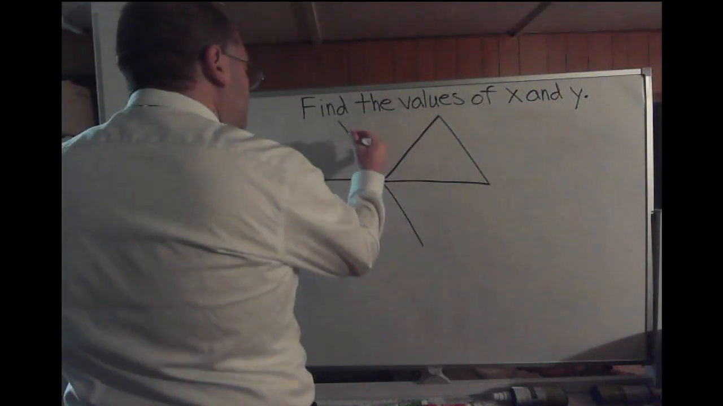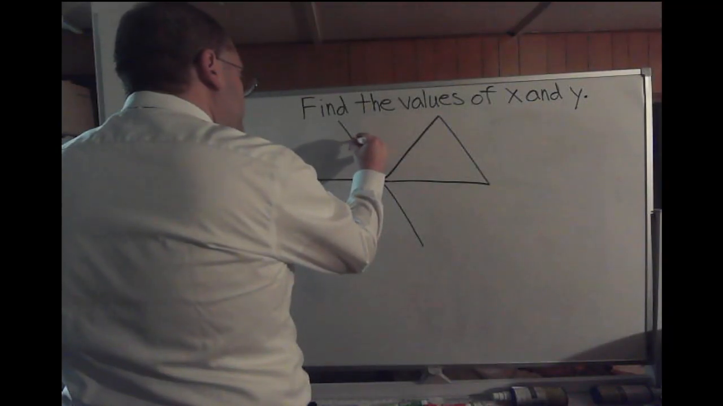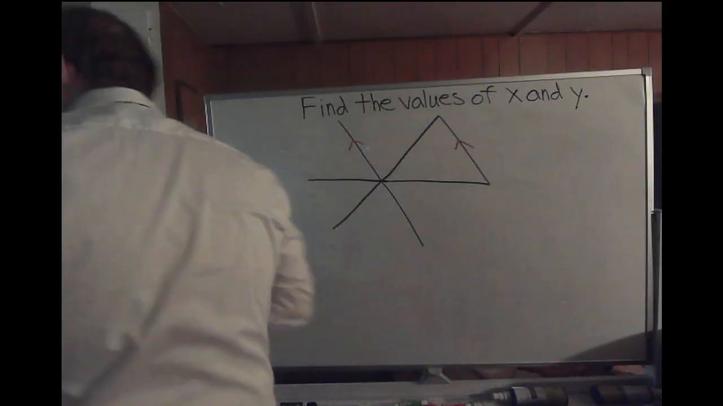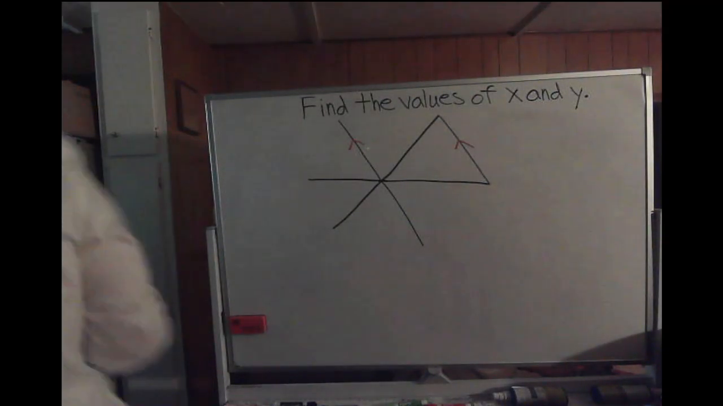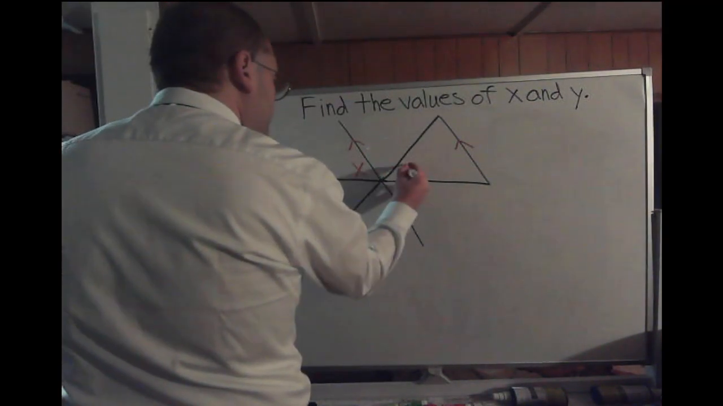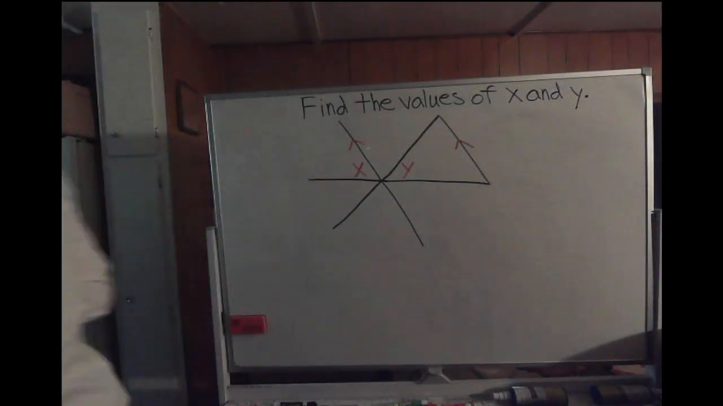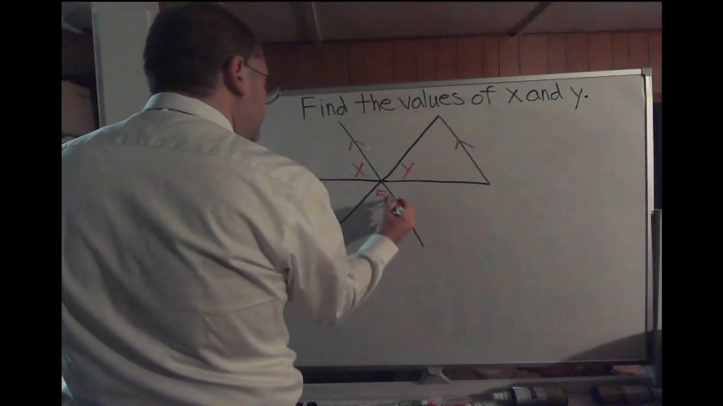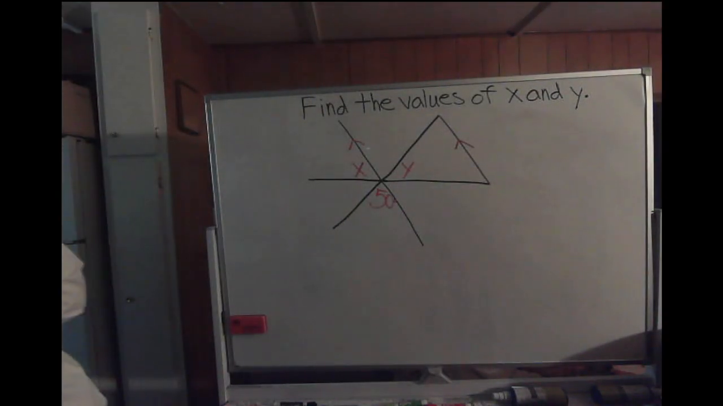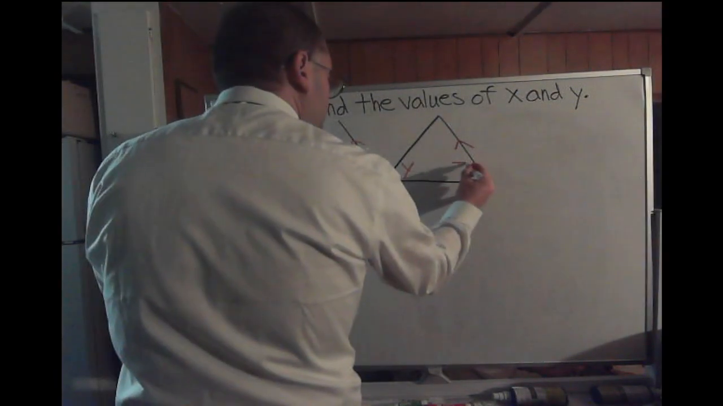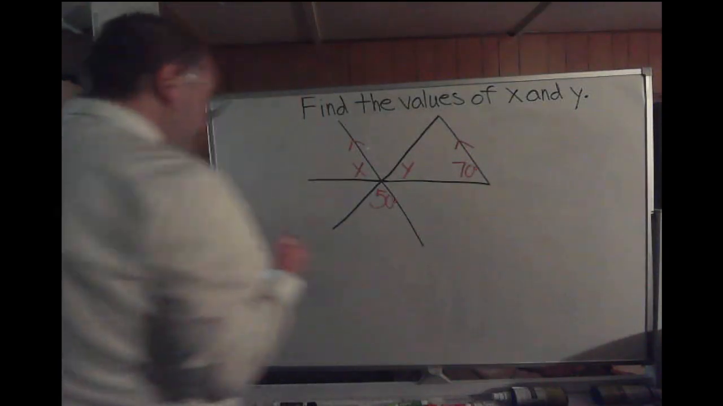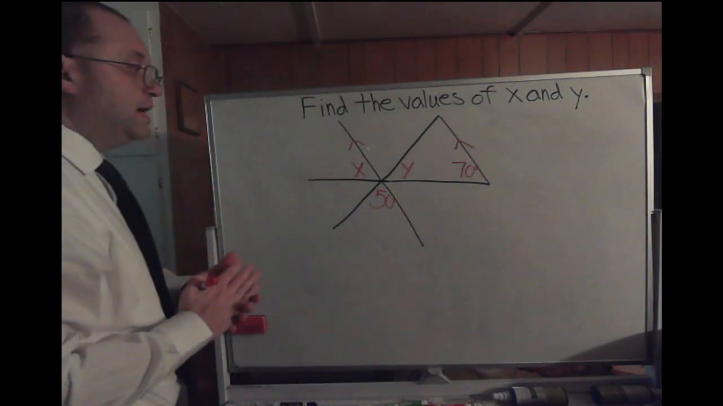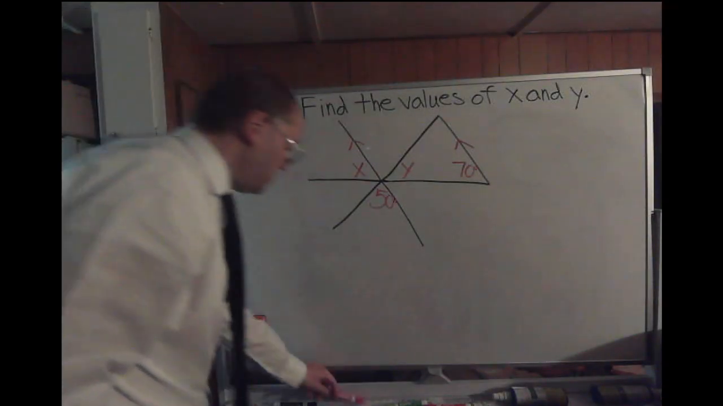We know that from the diagram, this line is parallel to this line, okay? This here is x, that here is y for those angles. This here is equal to 50 degrees. And then this here is equal to 70 degrees. Okay, so we need to find x, we need to find y. So let's start here.